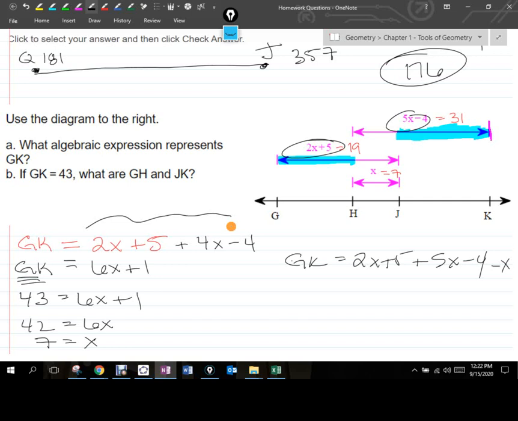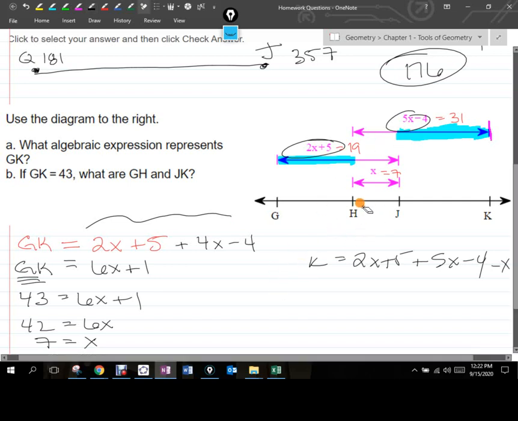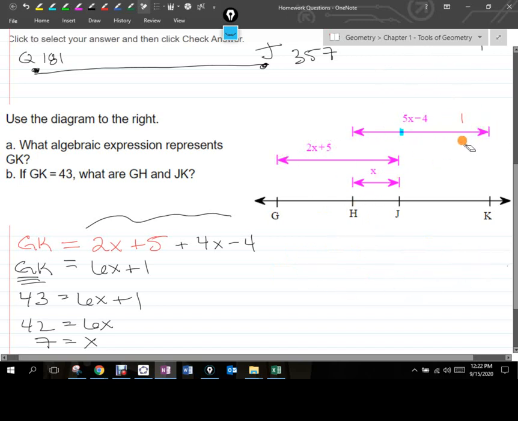So, is it okay if I keep using these numbers? Okay. So we got down to x being 7. You're fine with that, right? Yeah, that's fine.